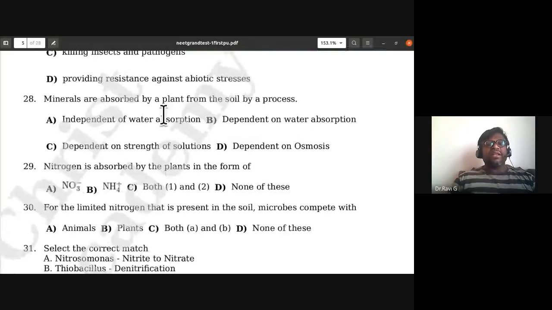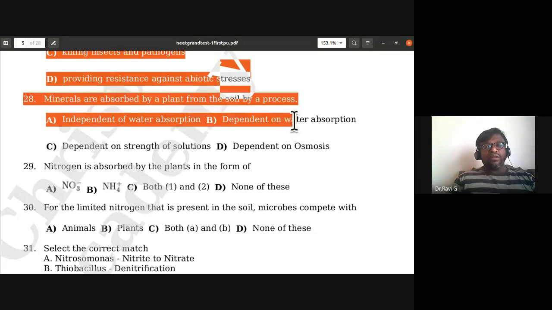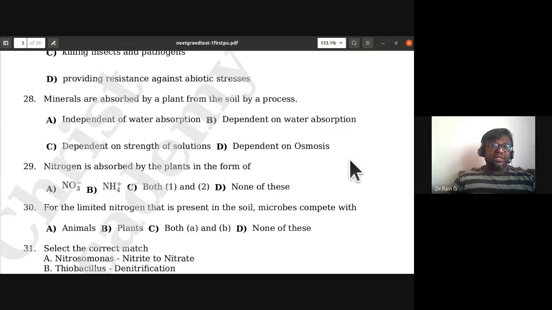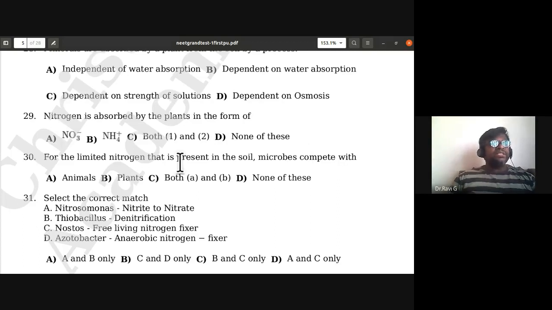Okay, minerals are absorbed by plants from the soil by a process, so how are they absorbed? Independent of water absorption, dependent on water absorption, dependent on strength of solutions, dependent on osmosis. So the 28th, B is the answer, dependent on water absorption. Okay, so mineral absorption is also dependent on water absorption. The minerals are taken up as ions, so they have to be dissolved in water. That is the reason it is dependent on water absorption.